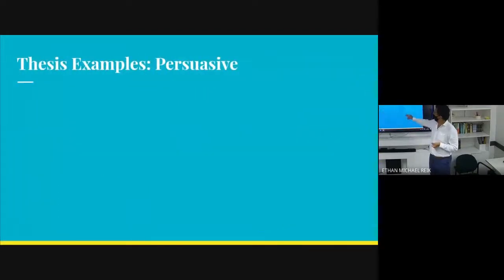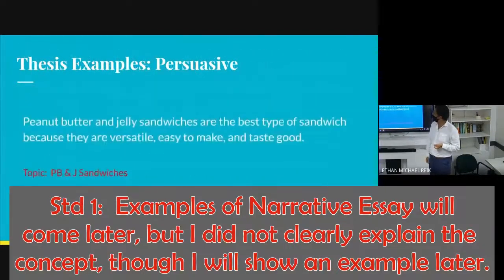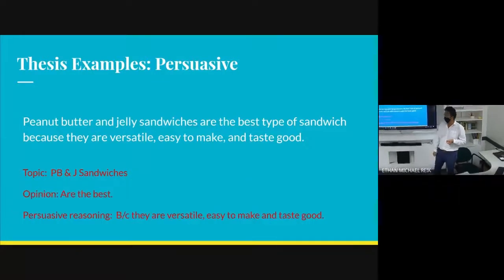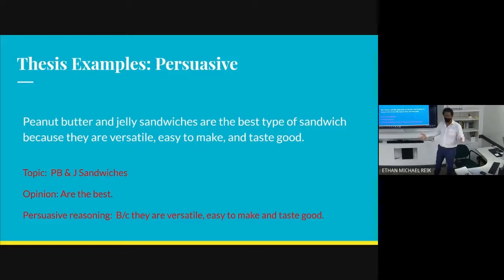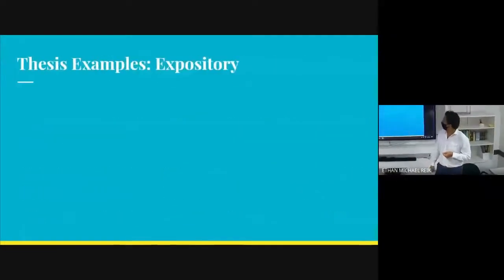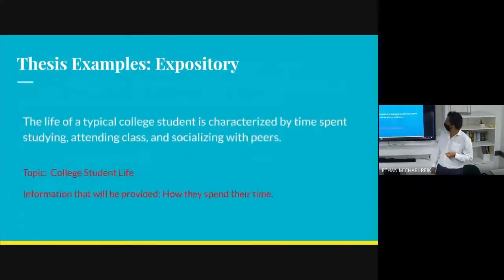So here's an example of a persuasive essay. Like we were saying with the peanut butter and jelly sandwiches, right? The topic is the sandwiches, the opinion is that they're the best, and the persuasive reasoning is, you know, because they're versatile and they're easy to make. Now in the expository, I know I've already got it down, but you can see the topic is the college students.